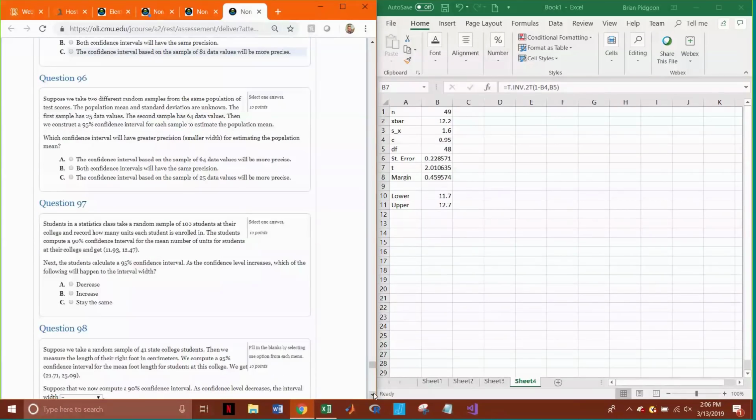Whatever. All right. Which confidence interval will have the greatest precision? I'm not even reading the questions because these answer choices all kind of just are self-explanatory. So which will have a greater precision? The one with a larger sample size.